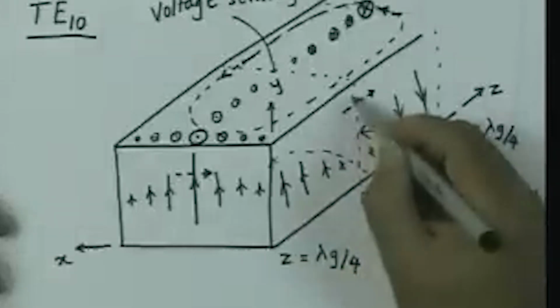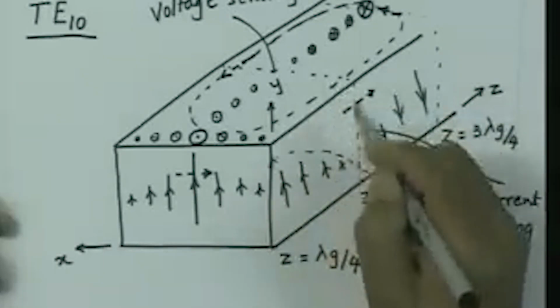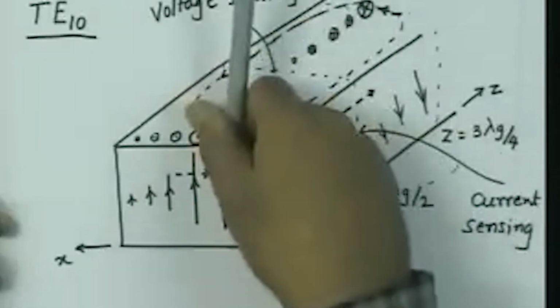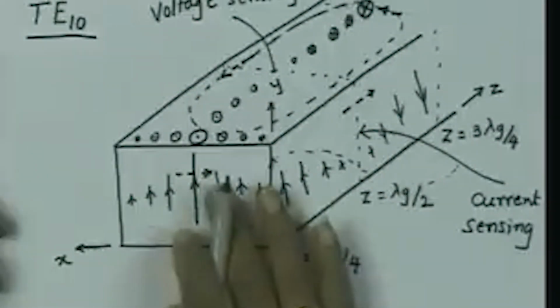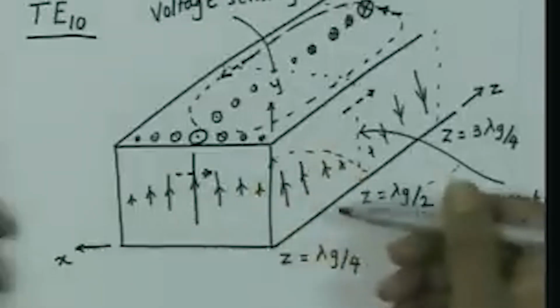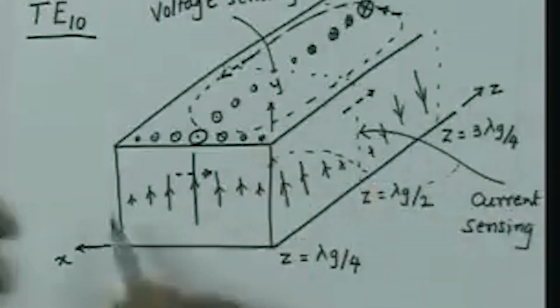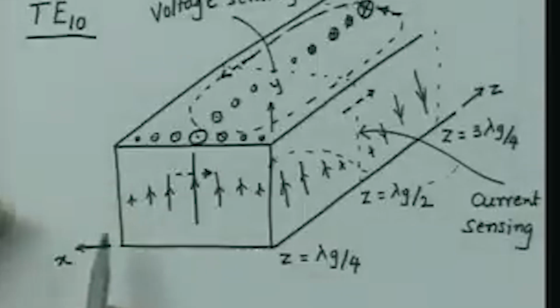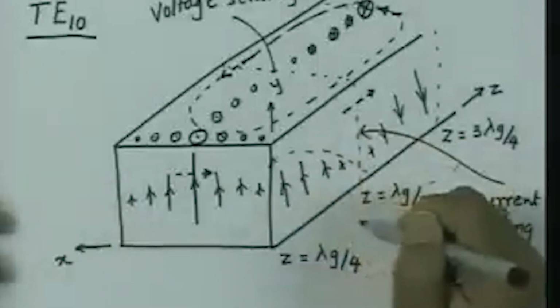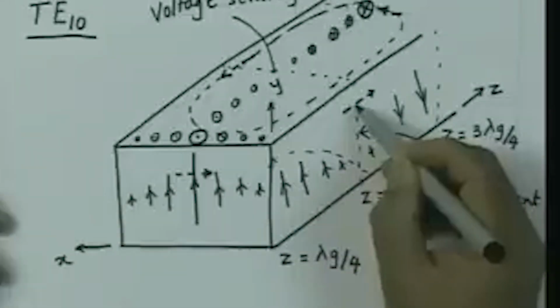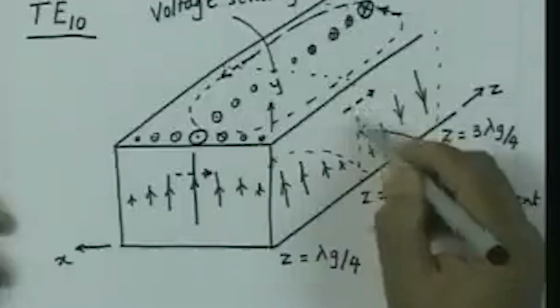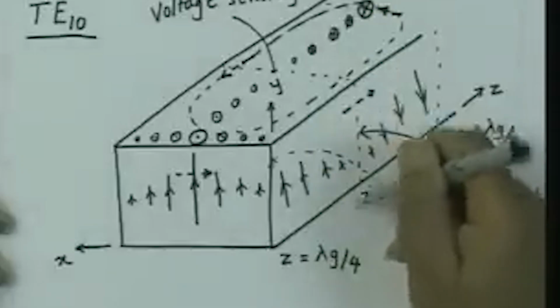So, if I now calculate the n cross h, where n for this wall will be going downwards, for this wall will be going upwards, for this wall going right to left, and from this wall will be from left to right. And if I calculate n cross h, for this one you will get the surface current, which will be flowing perpendicular to this.